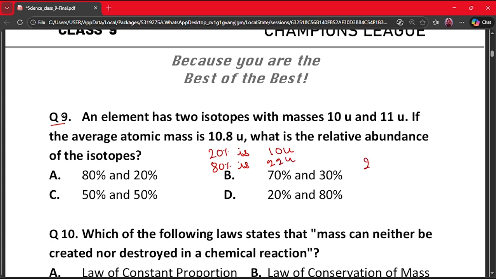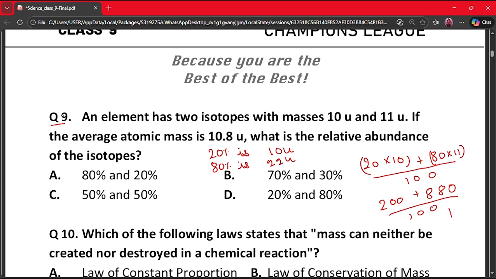So 20 into 10 plus 80 into 11, 80 into 11 whole divided by 100. This will give us 200 plus 880 divided by 100, and this equation gives us 10.8u. So our correct answer is option number D, 20% and 80%. So here isotopes is more abundant.